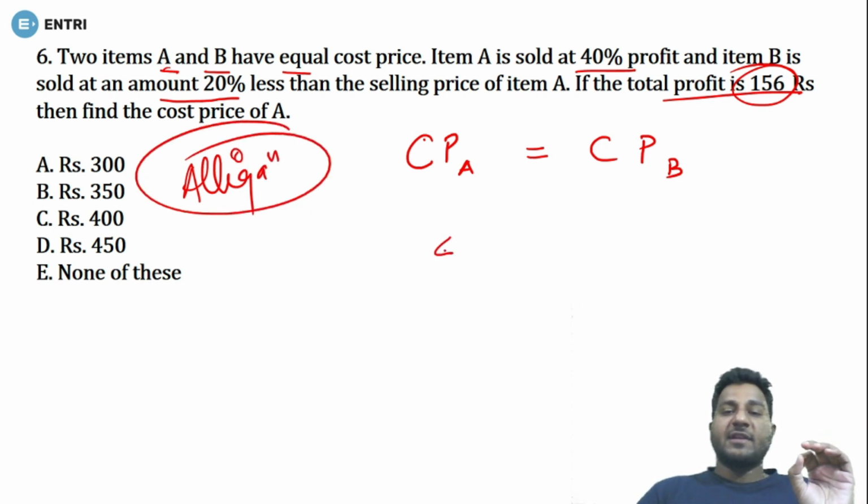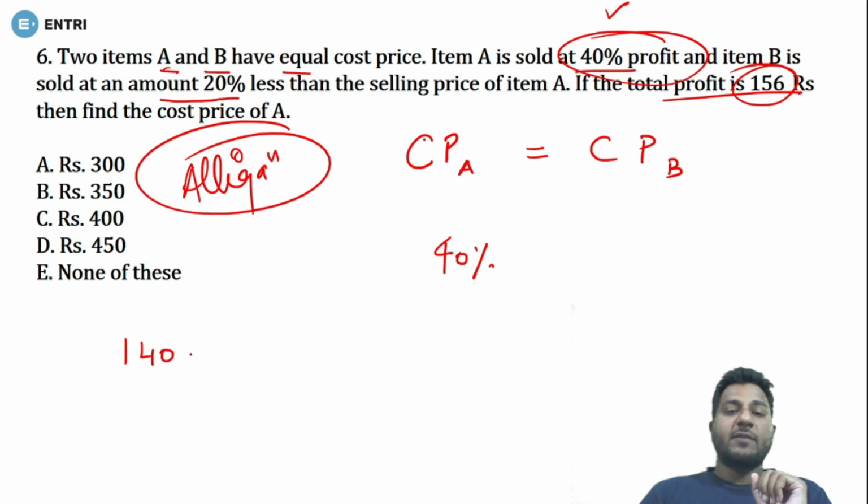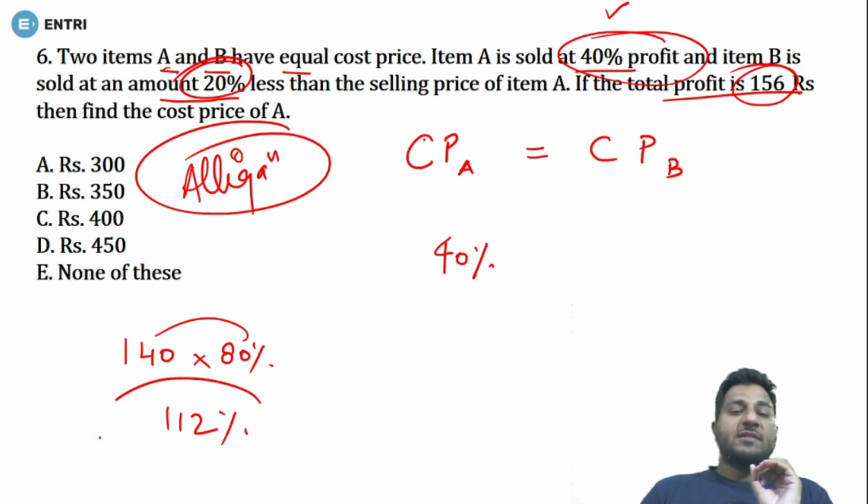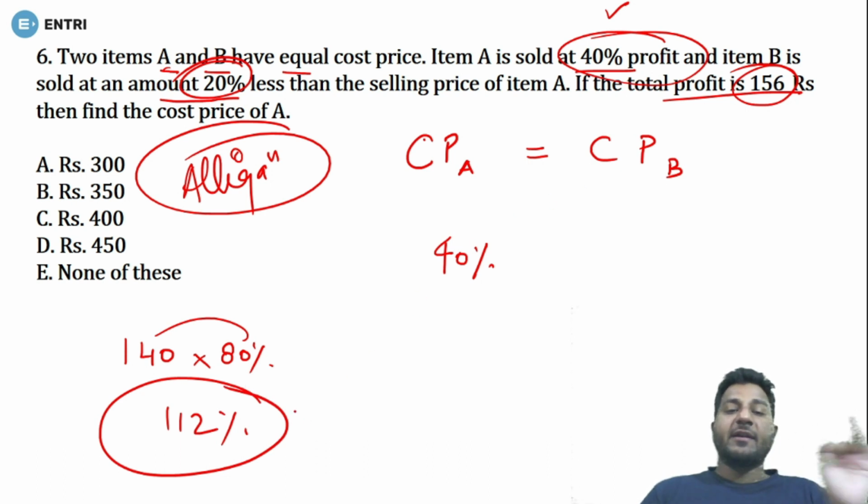Look at this. The first says that we have sold at 40% profit. Now the second one has to be in terms of either profit or loss, and it is compared with the selling price of item A. So if item A is sold at 40% profit, that means it has sold at 140%. Now 20% less means it will be 80% of 140. So 14 8s is 112. That means the second item will be sold at 112%.